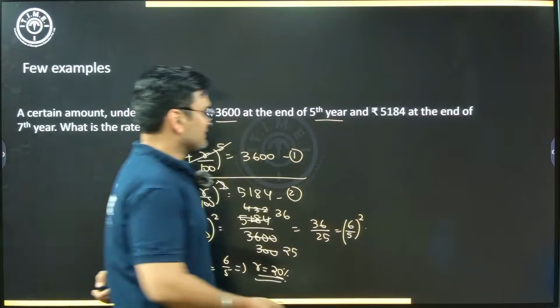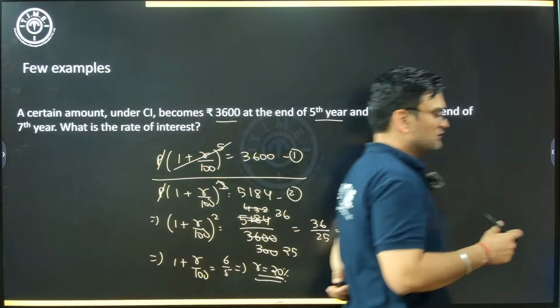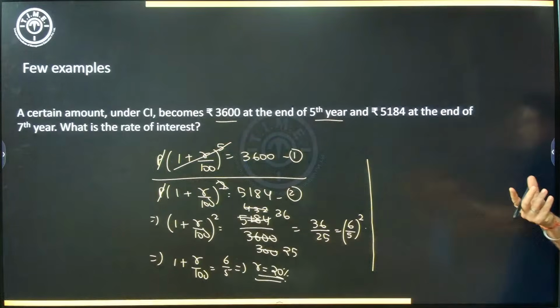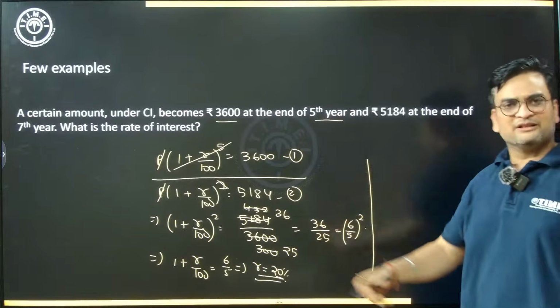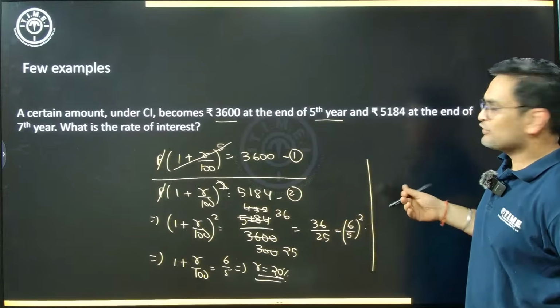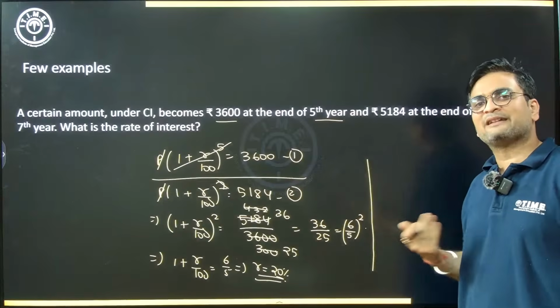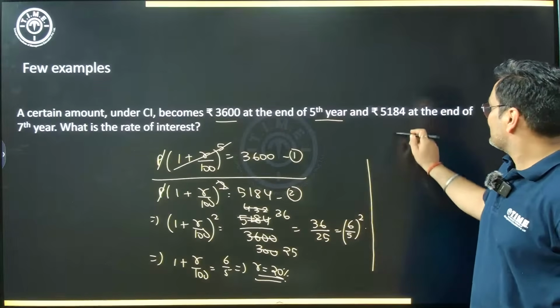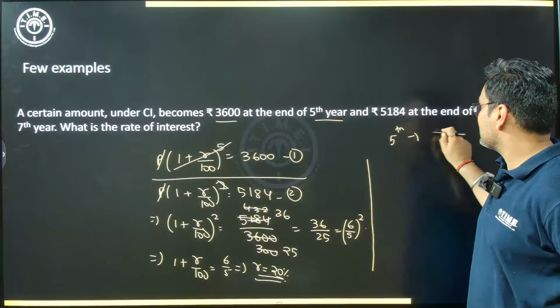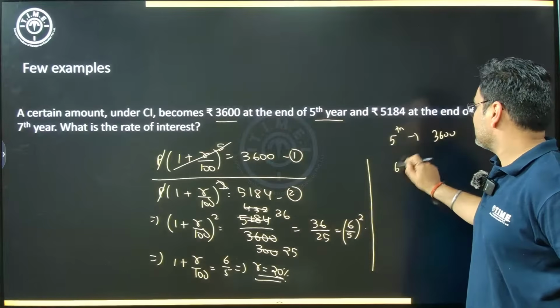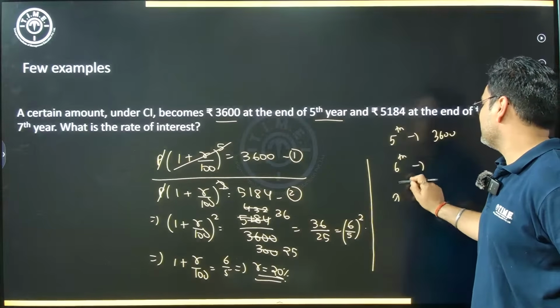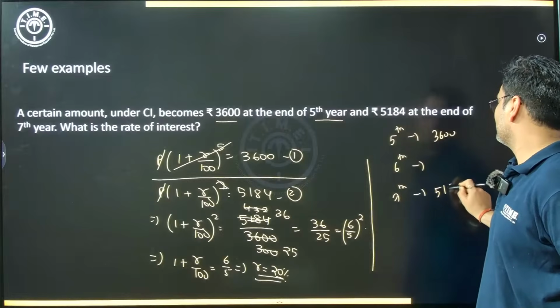So that's going to be our answer. Now the same question, if you have conceptual understanding, you can actually do it without these elaborate calculations. In CI, the point is the final amount increases at the rate of interest. So at the end of 5th year, if it was 3600, 6th year it will be something, 7th year it will be something which is 5184.